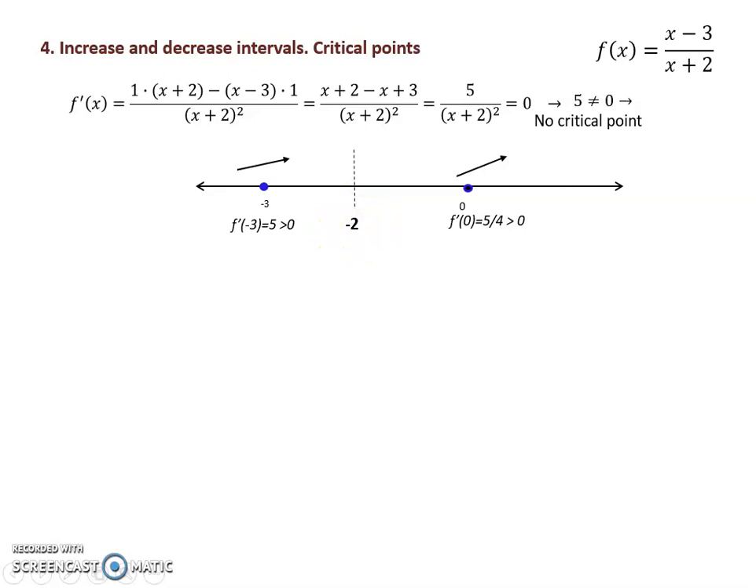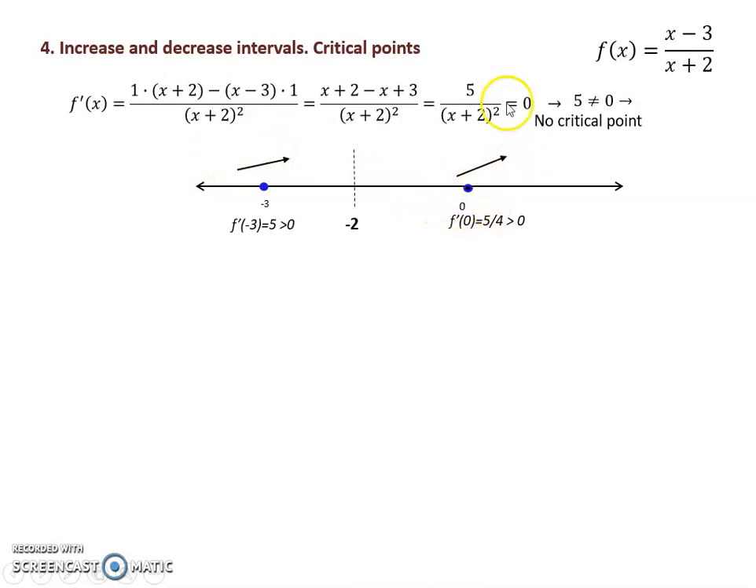Choose two random values on the left and on the right side. I chose minus 3 and 0. So replace minus 3 in the derivative. Realize here I am writing f prime and not f. So f prime of minus 3 is 5. I'm replacing in the derivative and it's 5. That's bigger than 0, that's positive. So I've got here an arrow going up. The function is increasing in this case. On the left side of this vertical asymptote, the function is going up.